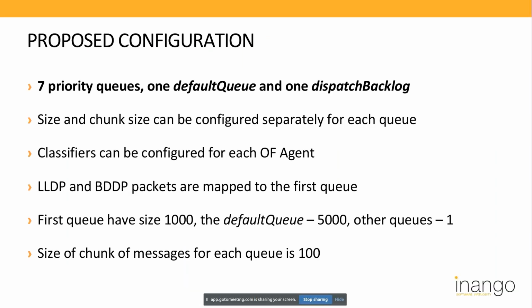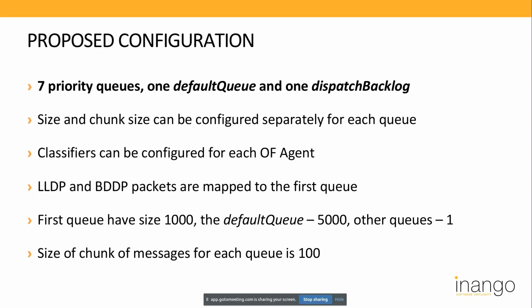So we propose the following configuration. We propose to create 8 queues: 7 queues for which we can configure classifiers, 1 default queue where all unclassified packets go, and a dispatch backlog to store control packets that are targeted to the default queue.